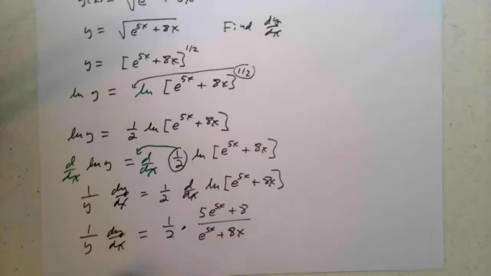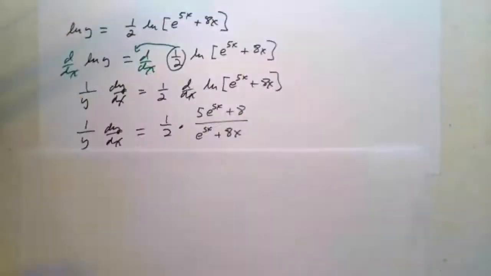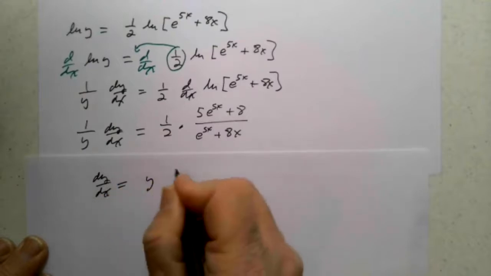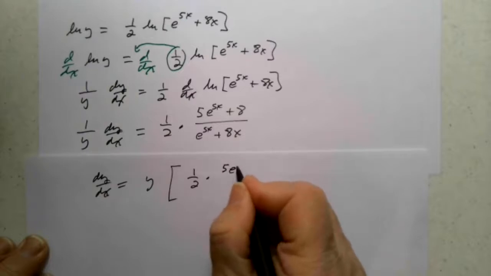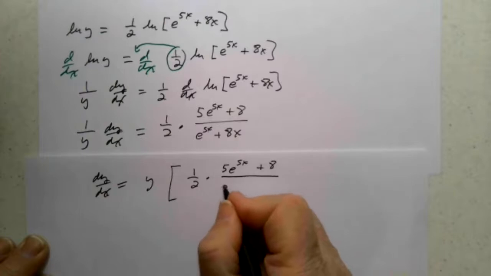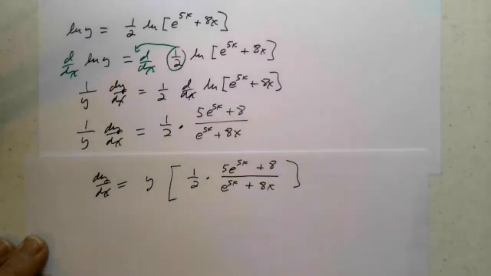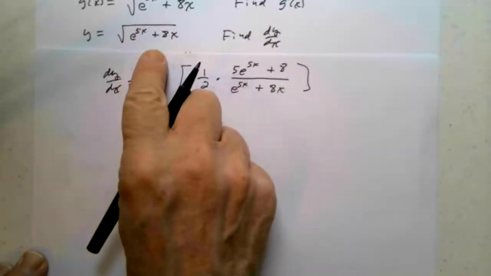Now we're not finished because I've got to multiply both sides by y. So my next step is to say that dy/dx equals y times all of this stuff. y times 1/2 times 5e to the 5x plus 8 over e to the 5x plus 8x. What was y? Way on the top of the page, we can see what y was. y was the square root of e to the 5x plus 8x.